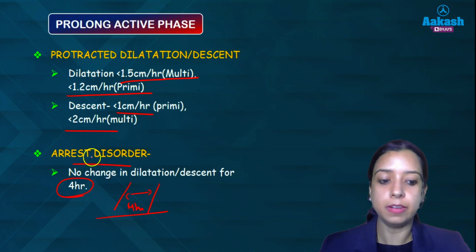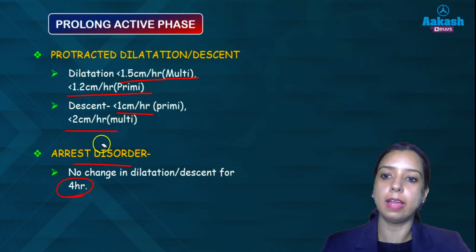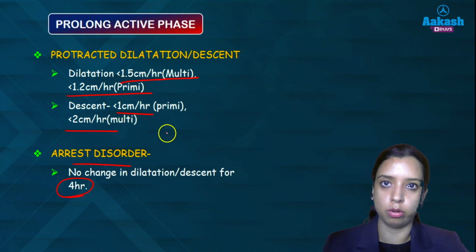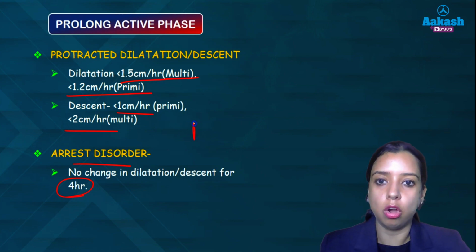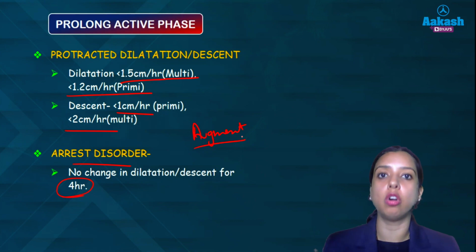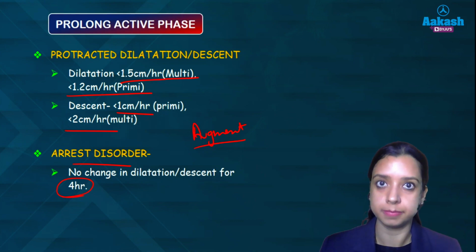And how to manage active phase, that we'll see in partogram, depending on the patient condition. Because if the patient is in active phase and she is getting prolonged, you have to see why she is getting prolonged. You have to augment this labor. Augment means pains are there but they are not good. You want to give it a push. That is augment. So you have to augment this labor if it is getting prolonged in active phase.